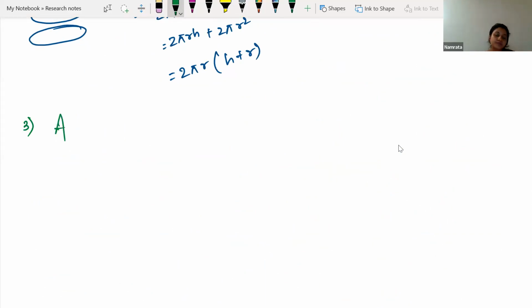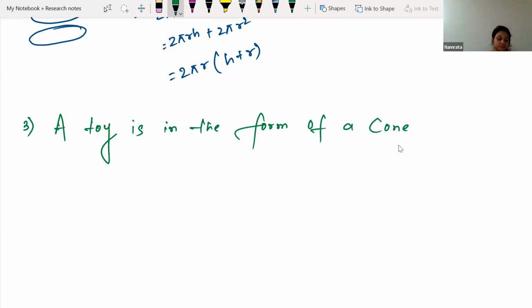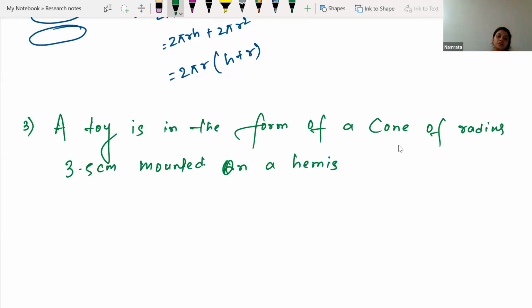A toy is in the form of a cone of radius 3.5 centimeter mounted on a hemisphere. Again, it looks like the same type of question. Okay, let me draw the figure. Hemisphere of the same radius. And then I'll be leaving this for you without explaining a lot.